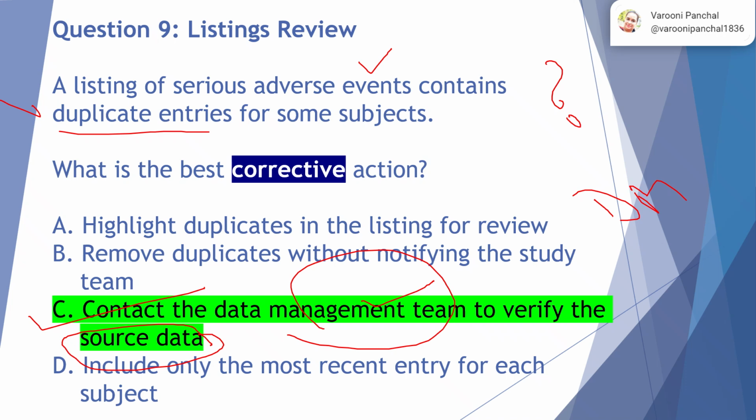Option A says highlight duplicates in the listing for review. This does not do any kind of action. Highlighting duplicates is not going to give you any solution, and it will not give you any correct information.